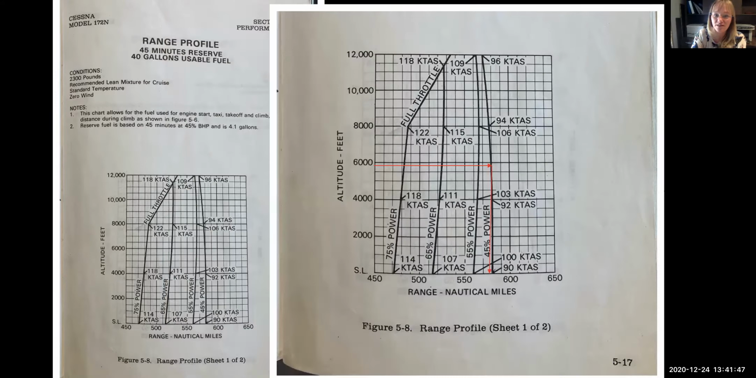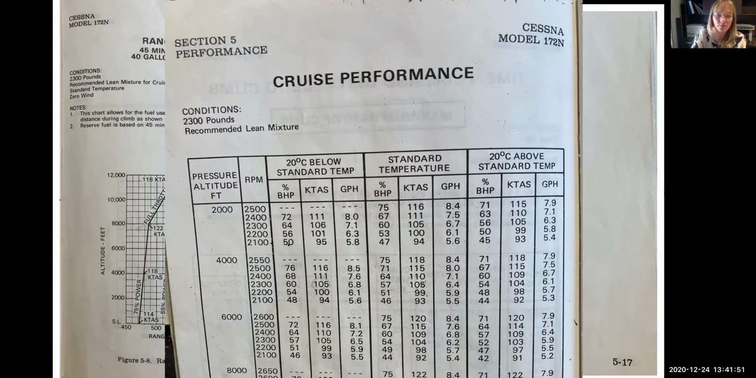Look at that, 45% power, 55% power, 65% power, 75% power. So if we go into this, you'll see that we have very, very close to 45% power, which is 2,100 RPM. And then 2,200 RPM equals 51% power, and they should be able to make the connection right away. Also, if that 46% brake horsepower equals 2,100 RPM, it also equals 93 knots true airspeed, and it also equals 55 gallons per hour.